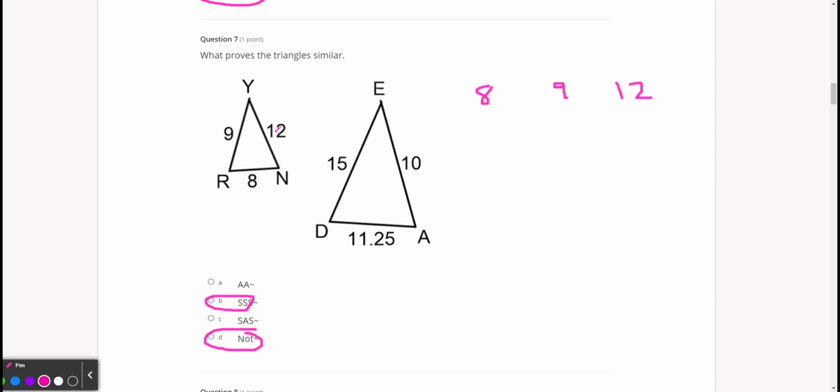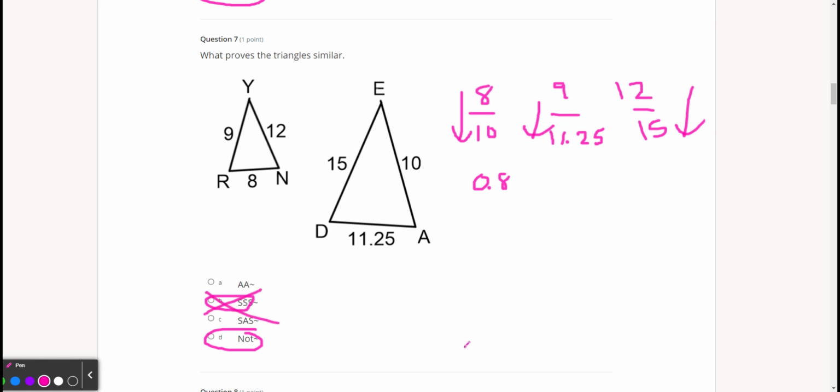So that's small, medium, large, and then small, medium, large. And then you'd have to divide down and find the decimal. So they'd all have to be 0.8. So what if they're not? If they're not 0.8, then they're not similar. They all have to be 0.8. They all have to be the same.